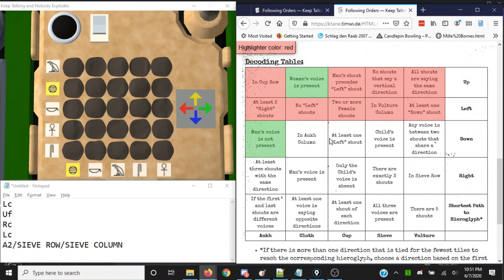In the Ankh column? False. At least one left shout? True. Child's voice present? True. Just double checking my work. At least one left shout is true. Child's voice present, true. Any voice in between two shouts that share a direction? Well, these two share a direction, but there's two voices in the middle of that. That's false. At least three shouts with the same direction? That is false.